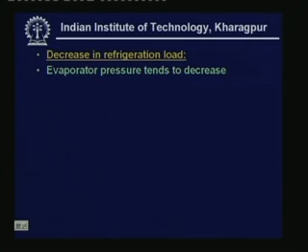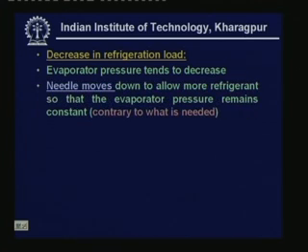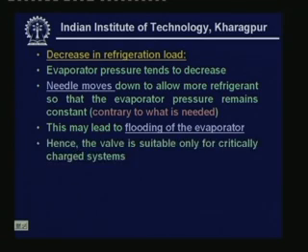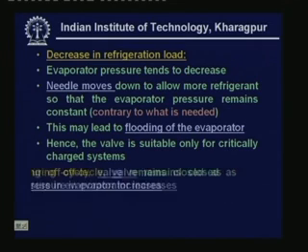Now what happens when the refrigeration load decreases? When the refrigeration load decreases, evaporator pressure tends to decrease, and the needle moves down because the upward force is higher now, to allow more refrigerant so that the evaporator pressure remains constant. That means when the load reduces, there will be more mass flow rate, so that the pressure is maintained. This is again contrary to what we expect, and this may also lead to flooding of the evaporator. Hence the valve is suitable only for critically charged systems, just like capillary tubes.